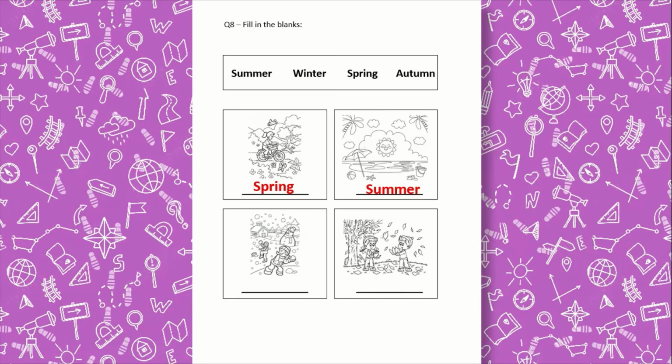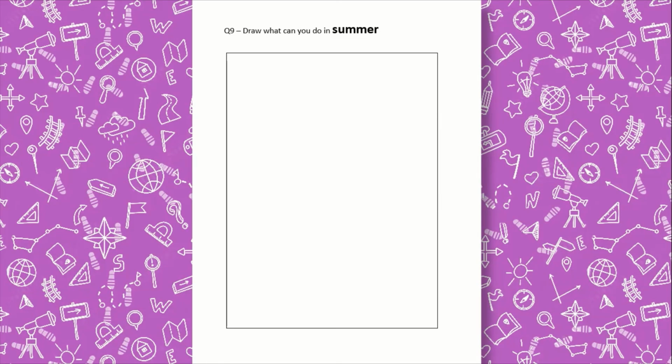Next, I see a picture of snow and it's very cold. Which season is this? It's winter. Correct. And lastly, I see kids playing with dry leaves. When do dry leaves start to fall? In autumn. Correct.